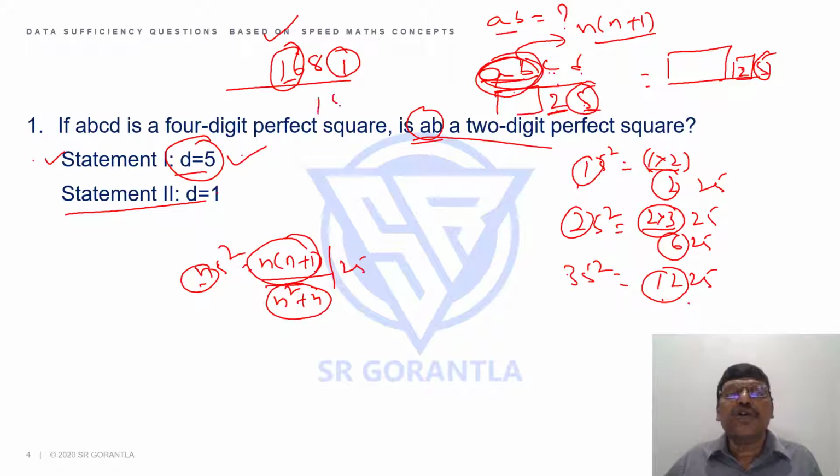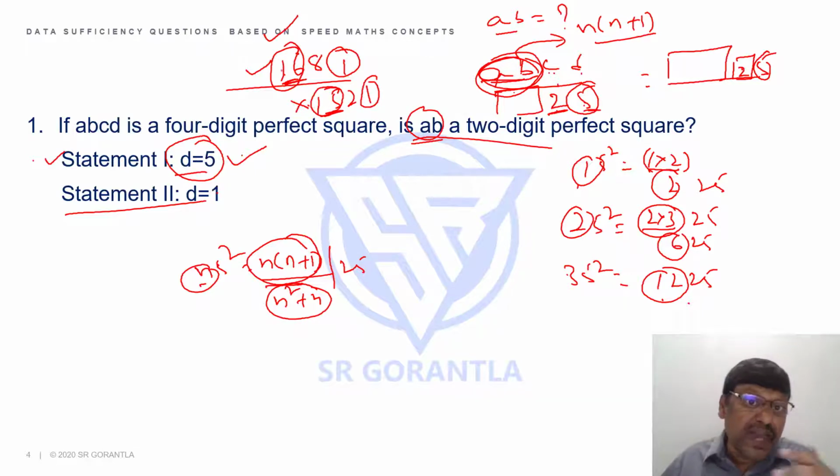What about 1521, students? 39 square is 1521. But now tell me, is this 15 a perfect square? No. You are saying yes here, you are saying no here, which means just because the last digit is 1, I cannot say whether the first 2 digits are going to be a square or not. Maybe yes, maybe no. When you say maybe yes, maybe no, you are not giving me an answer. So statement 2 is not sufficient. Only statement 1 is sufficient.